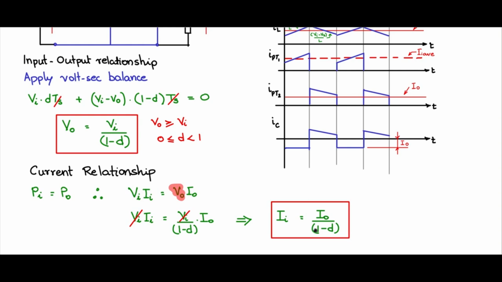You could also get the same relationship if you take the amp-second balance or the charge balance: find out the area of Ic here and find out the area of Ic here, equate them and get the relationship. But it is not as straightforward because it's a trapezium, and to find that trapezium area, we need to know these heights. Finding this area is easy because this is a rectangle with height I naught, but it may be difficult to find this in a straightforward manner. So we obtain the current relationship using the power balance, which is much easier.